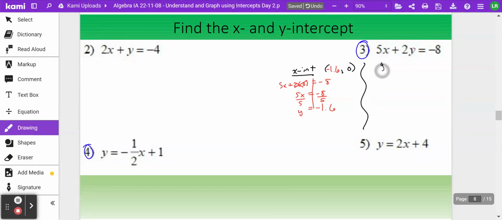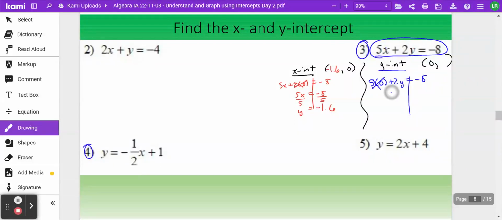For my y-intercept, remember now the x is 0. And we're going to do this problem all over again. Remember, we just start back with the original problem. But this time I'm putting the 0 in for the x. So I have 5 times 0 plus 2y equals negative 8. 5 times 0 is 0. I get 2y equals negative 8. Finish it.